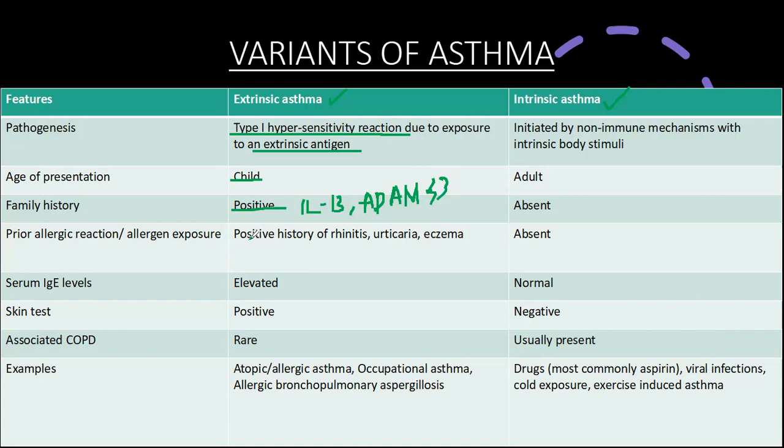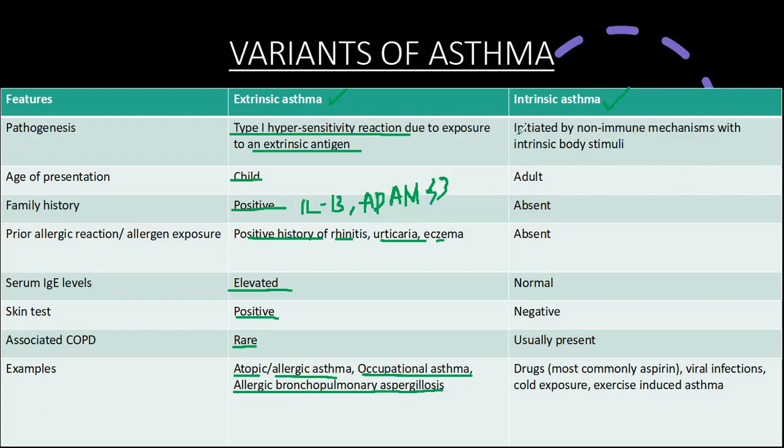Also, there is a positive history of allergen exposure with rhinitis, urticaria, and eczema. The serum IgE levels are elevated. When you do an intradermal skin test with the allergen, there will be the wheal and flare reaction. So a positive skin test. It is rarely associated with COPD, the chronic obstructive pulmonary disease. Examples of extrinsic asthma include atopic asthma, allergic asthma, occupational asthma, also allergic bronchopulmonary aspergillosis.